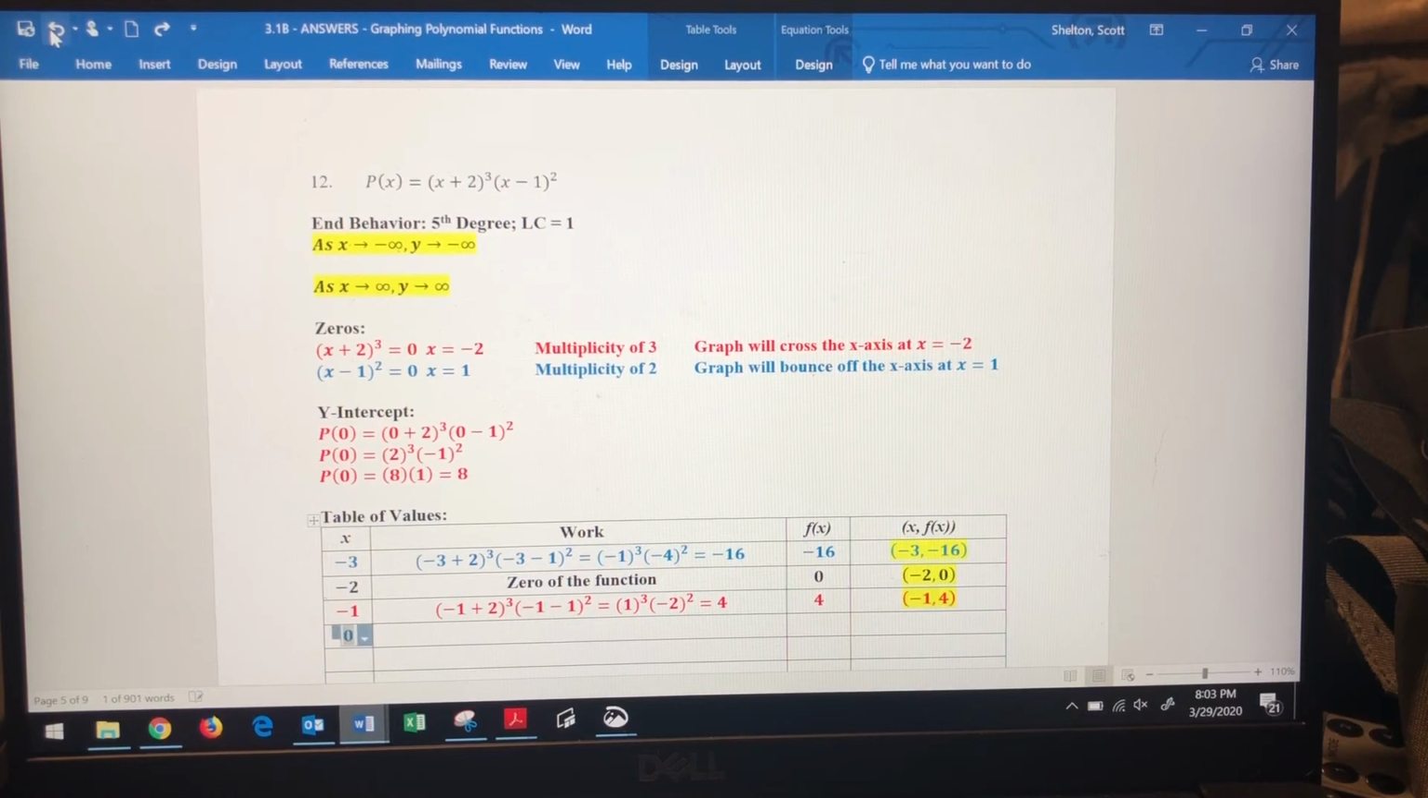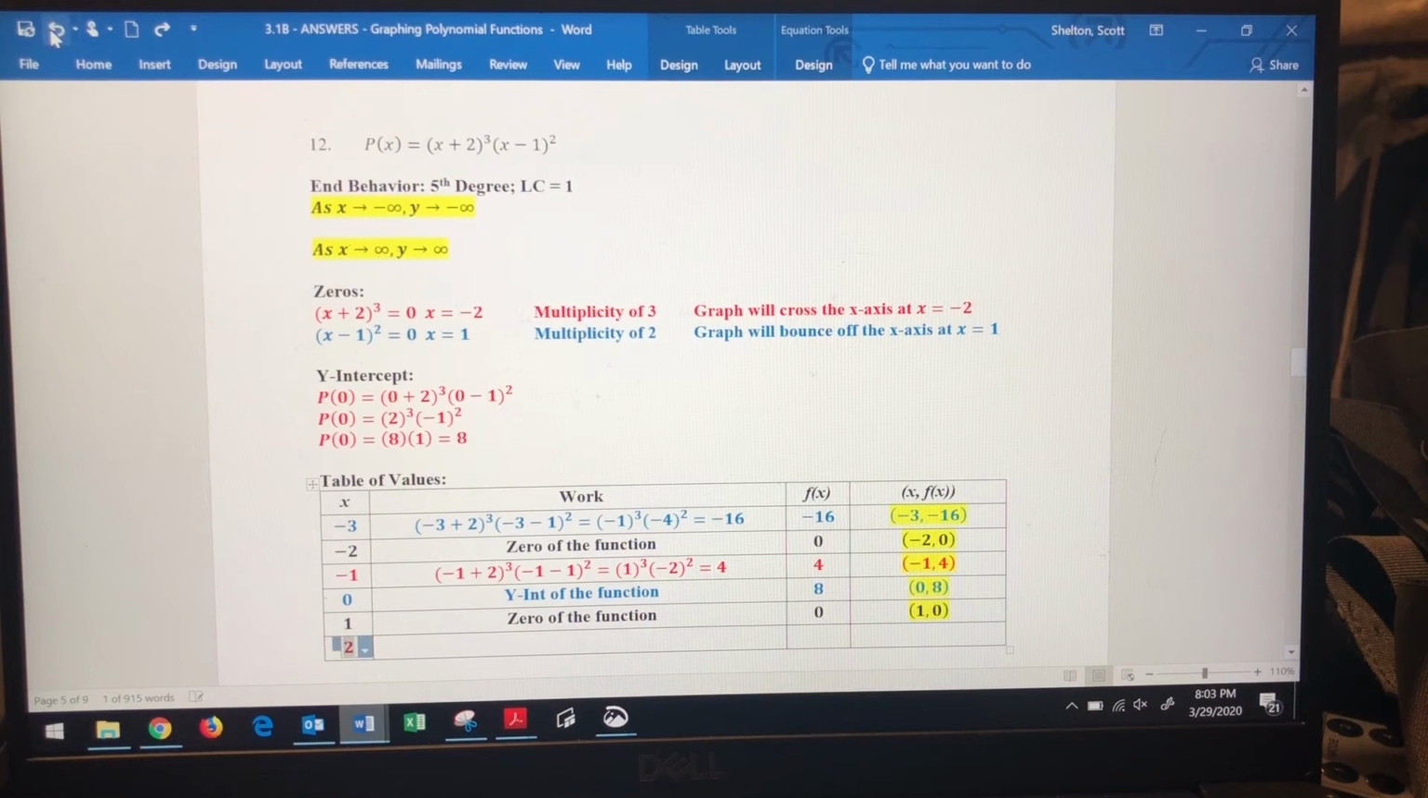Next value we know to be our y-intercept, so (0, 8). Next value is going to be our second x-intercept. We know the graph is going to bounce off the axis there because there's an even multiplicity. So (1, 0). And then finally here we want to go just a little bit to the right, plug in 2, and we're going to get a fairly large value here. We're going to get 64. Again, we're not going to plot 64 on a graph. We're not going to have a grid big enough for that. We're not going to change the scale.